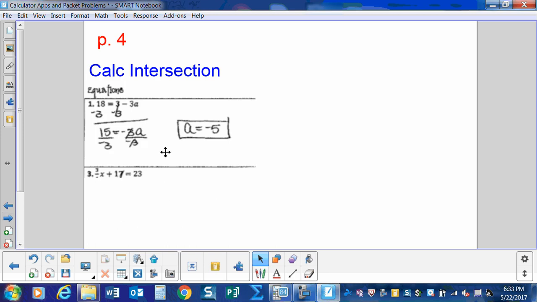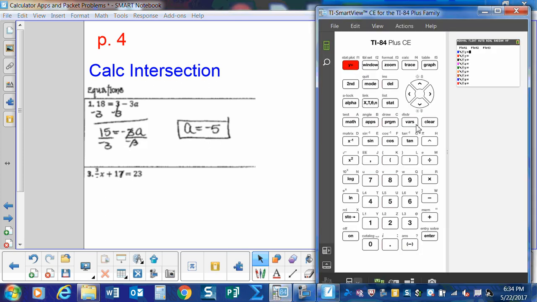All right, also on page 4, we're solving equations. One way to check that, besides plugging the value in, is you can graph it as 2 lines, and the x value of the intersection should be your solution. So you go into y equals, and you type in the left-hand side of the equation, which is 18, into y1. Go down to y2 and type the right side.